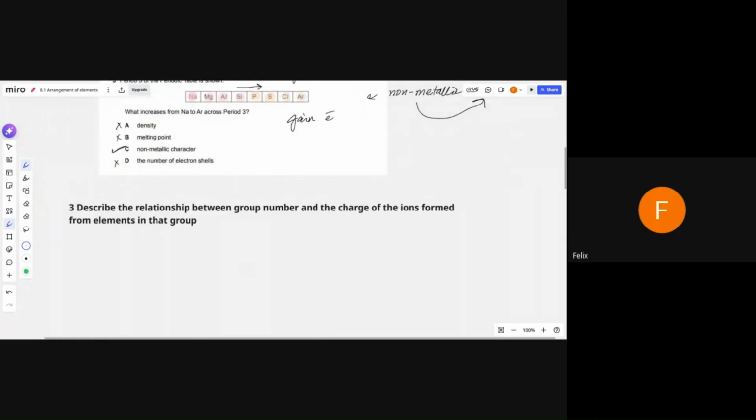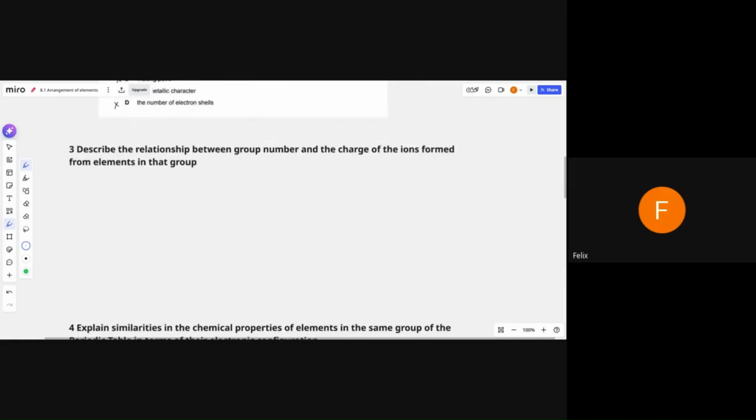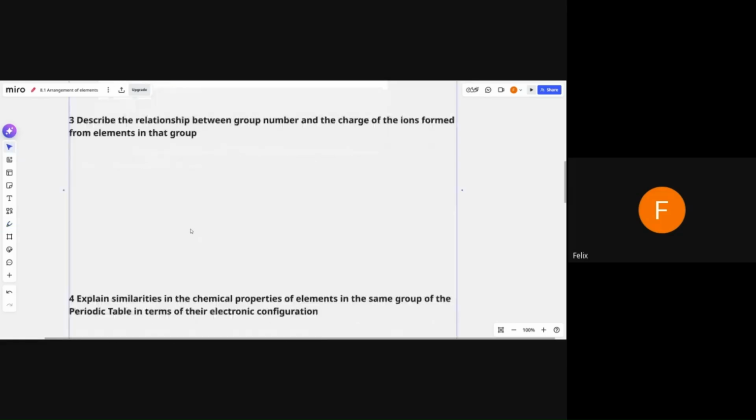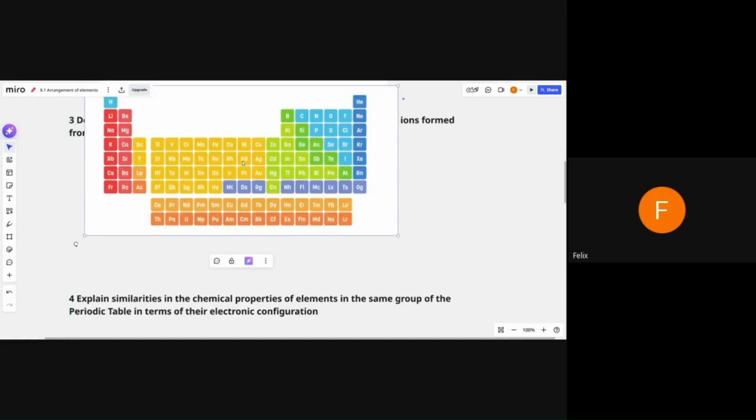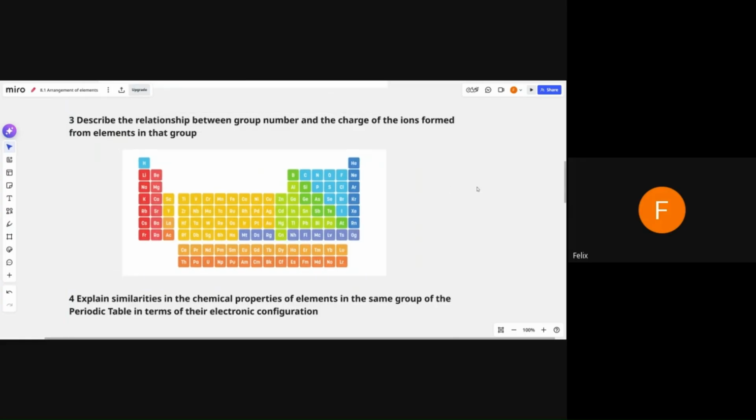Now, subtopic 3: describe the relationship between group number and the charge of the ions formed from elements in that group. I have explained this topic before in the first 2 or 3 chapters, where I explained how to write the formulas for ionic compounds, but I'll explain it again here. So you see, describe the relationship between the group number and the charge on the ion. These are metals, right? So group 1, group 2, and group 3, right?